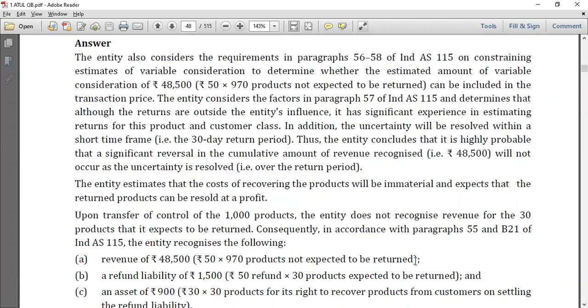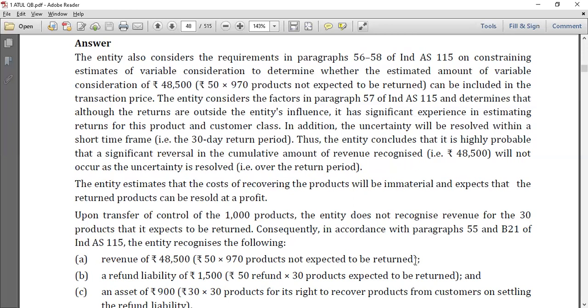So in addition, the uncertainty will be resolved within a short time frame, that is within the 30-day return period. Thus, the entity concludes that it is highly probable that a significant reversal in the cumulative amount of the revenue recognized will not occur as the uncertainty is resolved. That is, after the reporting period, after the uncertainty is resolved, a cumulative reversal will not occur. Until that, the entity can conclude it is highly probable.